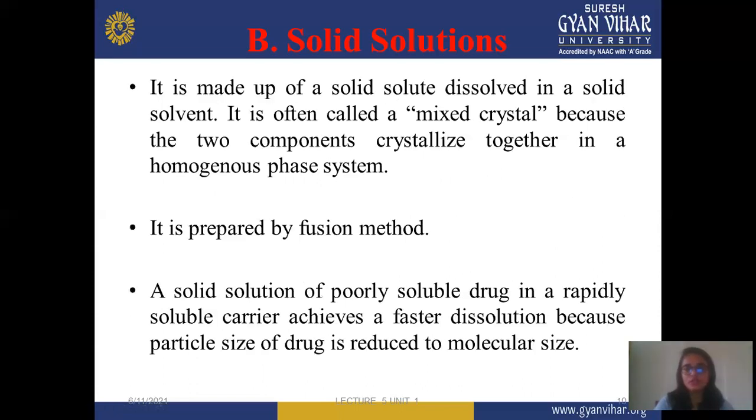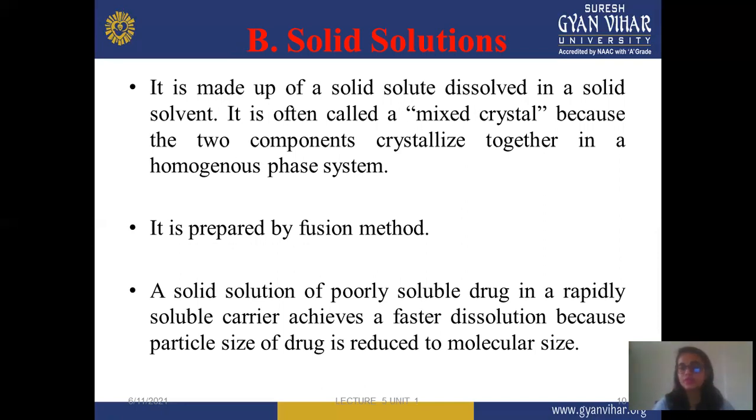And next is the solid solution method. The second method is made up of a solid solute dissolved in a solid solvent, and it is often called a mixed crystal because two components crystallize together in a homogeneous phase. It is prepared by the fusion method. Means in this you also don't use any solvent or liquid-state solvent. You just prepare a solution with the help of both solid compounds. Your solute should be in a solid state and the solvent also in a solid state. You mix solute and solvent, both in a solid state, and you prepare a mixed crystal of these two solid components or compounds.